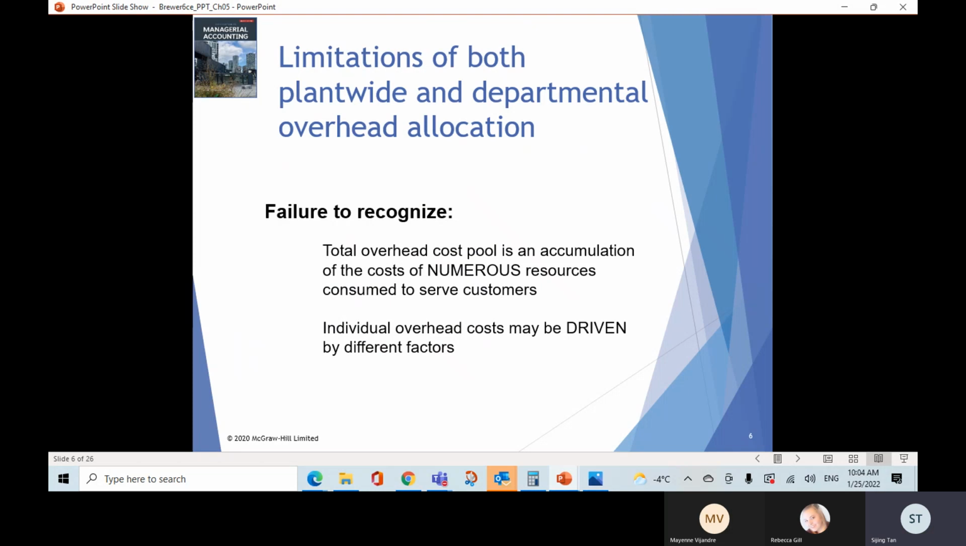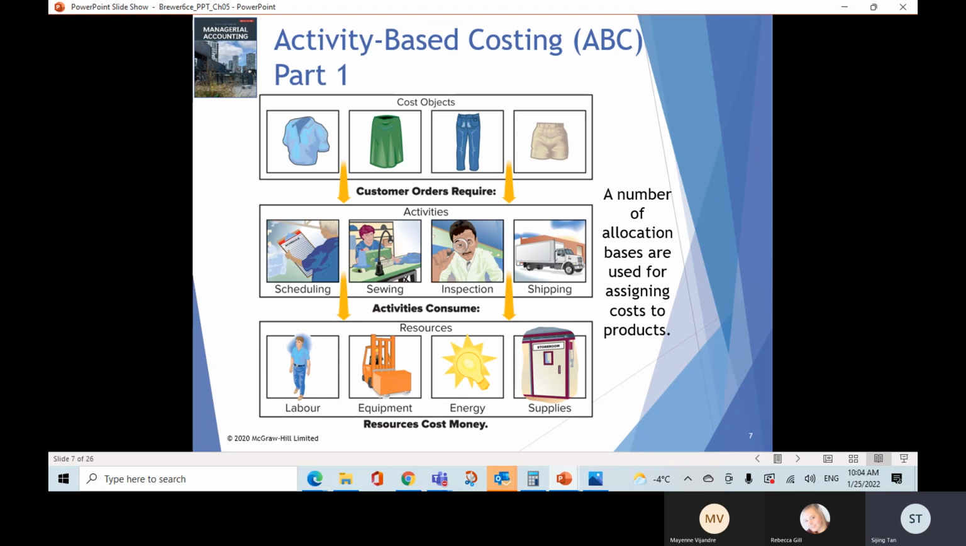Activity-based costing. So we're going to talk about this. The ABC, activity-based costing, is a technique that uses numerous allocation bases in an attempt to assign overhead costs more accurately to products than the plant-wide and departmental approach. We had discussed it before.